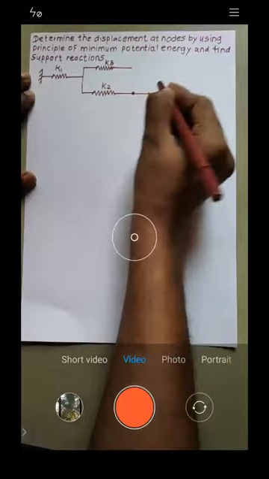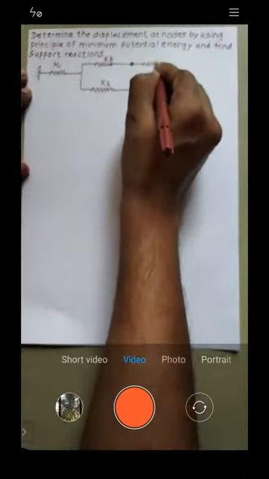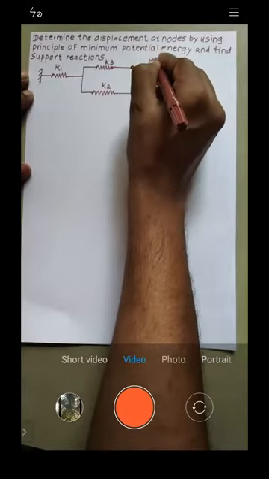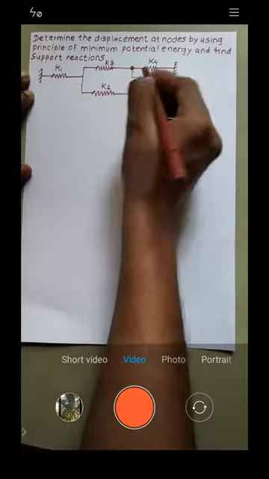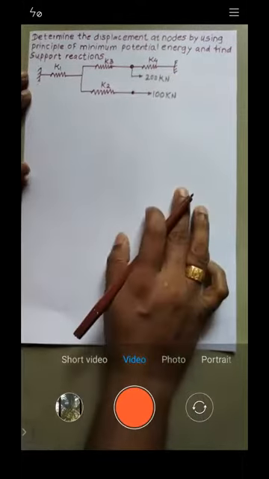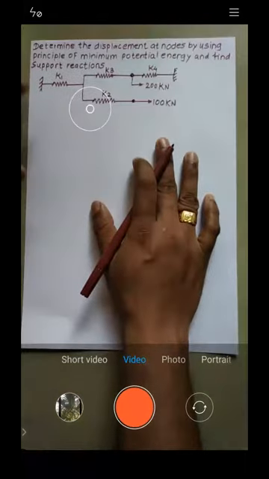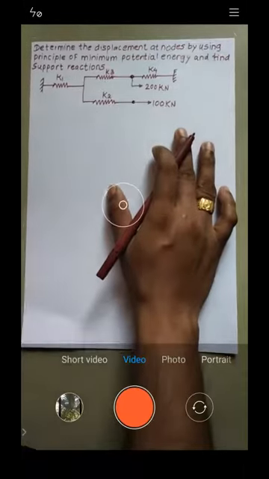Here they have applied the load, that is 100 kilonewton. Here they have attached one more spring with the stiffness K4, and here it is fixed. And here they applied 200 kilonewton. This load they have applied.